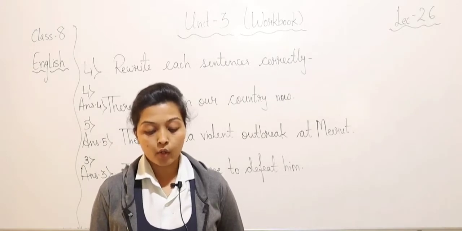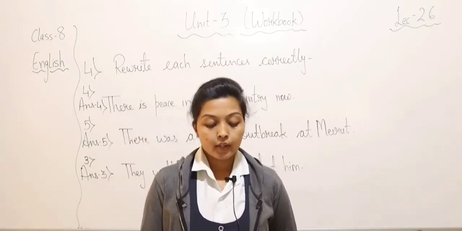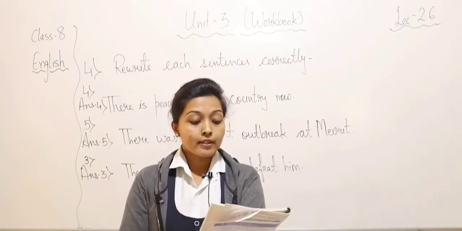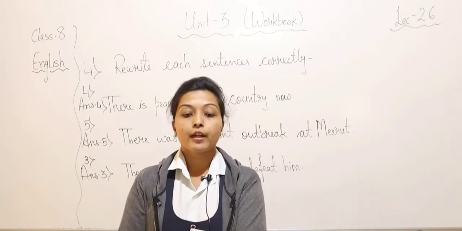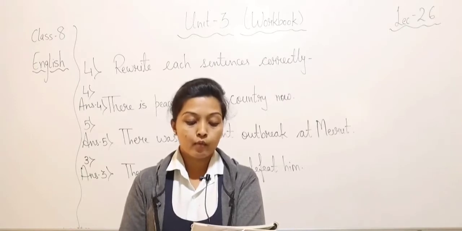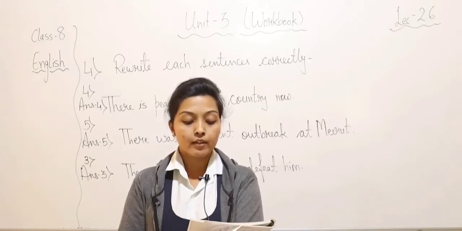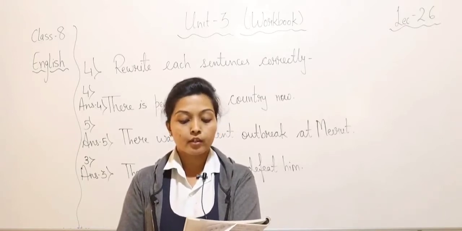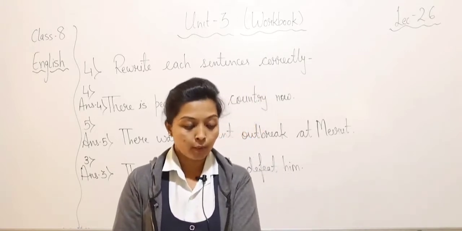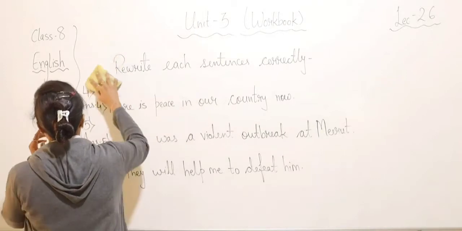Okay. So now accordingly, given this example, what we have to do? We have to put in say or said or tell or told. We put say or said if there is no object after the verb, and we put tell or told if there is an object after the verb. Okay. So write down this 5.